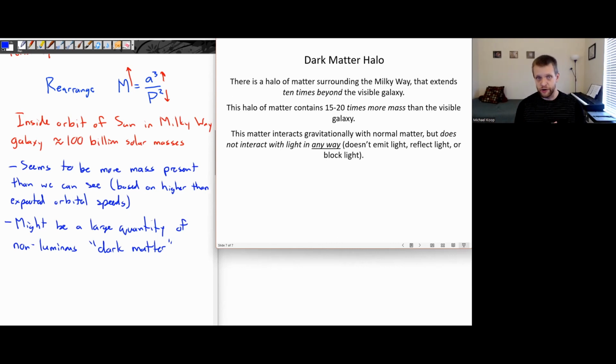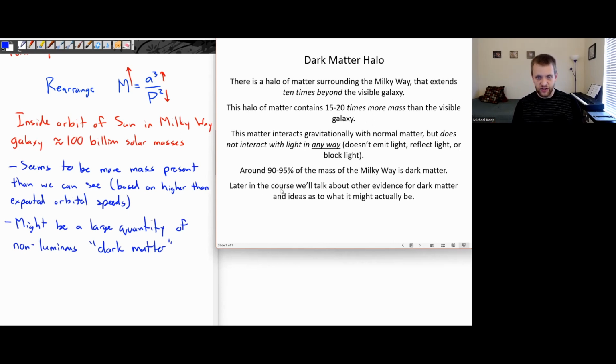This dark matter material does not even block light. It can't get in the way of ordinary light. Light would just pass through this dark matter without being affected. So again, there's a lot of open questions as to what this dark matter is. But even though we don't know what it is, the mass associated with this dark matter seems to make up between 90 and 95% of the mass of the Milky Way. So again, it's a huge influence on the structure of our Milky Way galaxy. It's a huge player in how our galaxy operates, but we know very little about it.